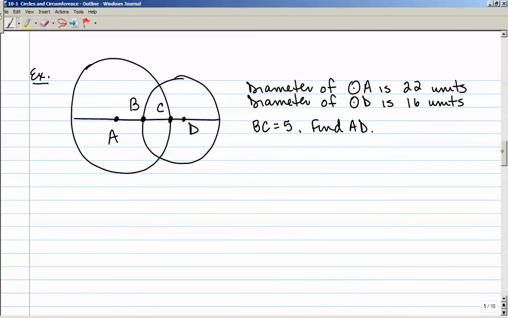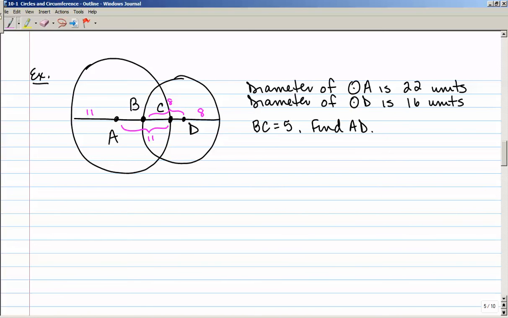Here's an example. We have circle A that has a diameter of 22 units and circle D that has a diameter of 16 units, and we're given that BC equals 5, so we need to find the length of AD. So I'm going to label a few things in here. If the diameter of A is 22 units, then I know that this radius is 11, and I also know that this radius is 11. The diameter of D is 16 units, then I know that this radius is 8, as is this radius.